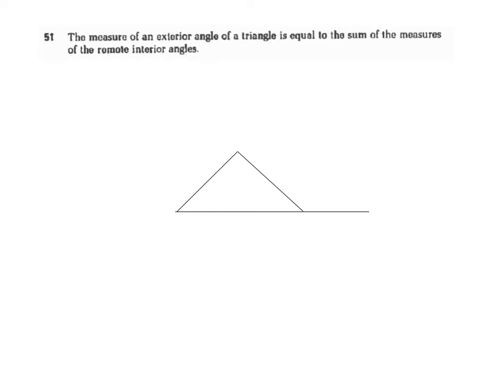The next theorem is Theorem 51. We've talked about this before. The sum of the remote exterior angle right here. The exterior angle of a triangle. We create an exterior angle of a triangle by extending one of the sides of the triangle. So angle 1 is an exterior angle. The measure of angle 1 is equal to the measure of angle 2 plus the measure of angle 3.